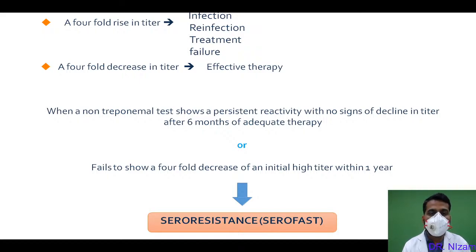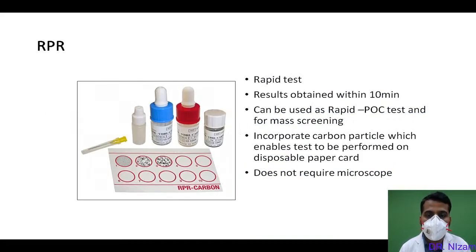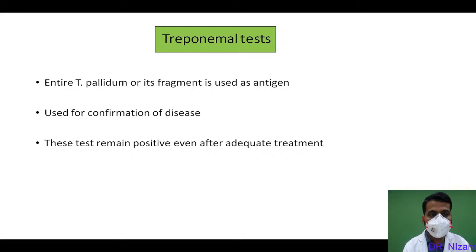Then this is about the VDRL. Then coming to the RPR test, it is a rapid test and results can be obtained within 10 minutes, and it can be used as a rapid point of care test and for mass screening. It incorporates carbon particles which enable the test to be performed on a disposable paper card, and it does not require a microscope. This is about the non-treponemal tests.